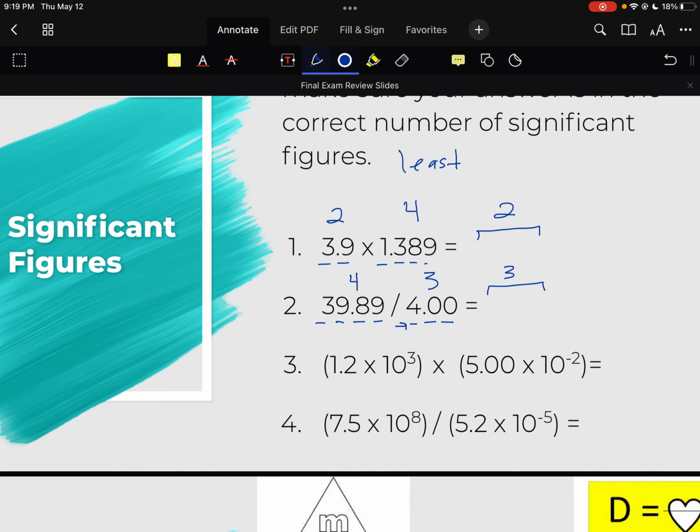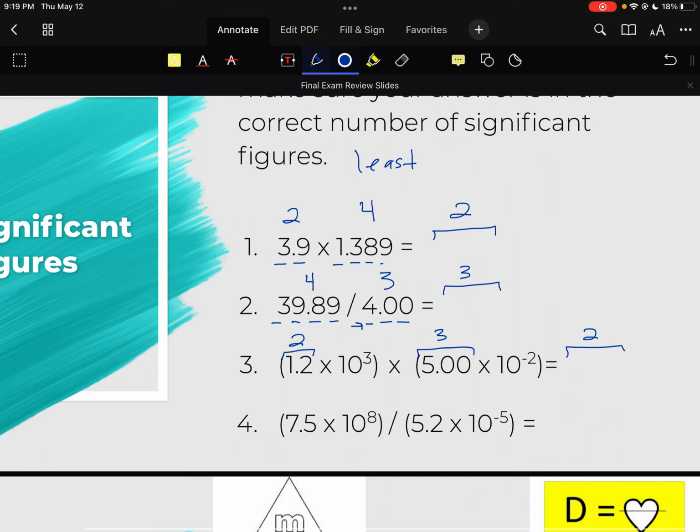For scientific notation, we're just looking at the first part. We don't really care about the exponent, so that has 2. This has 3, so my answer would be in 2. And then you could say times 10 to the whatever if you needed to. Okay, same thing here. This is just 2. This is 2, so your answer would be in 2, and then times 10 to the whatever.